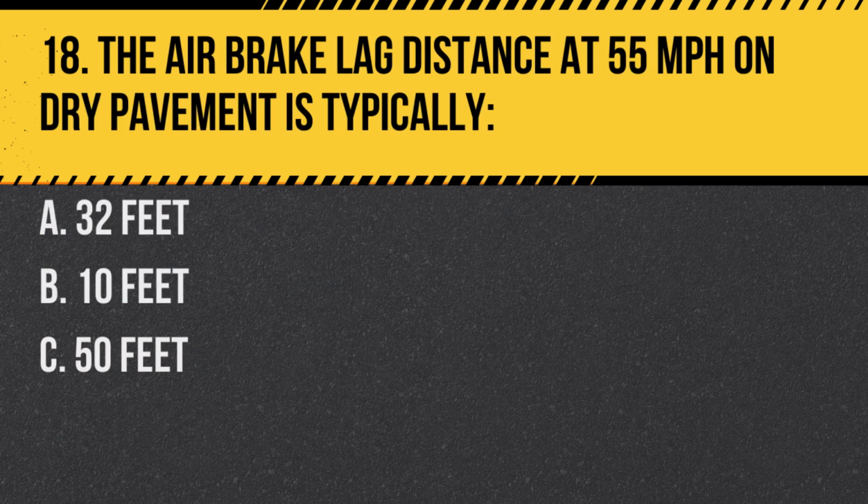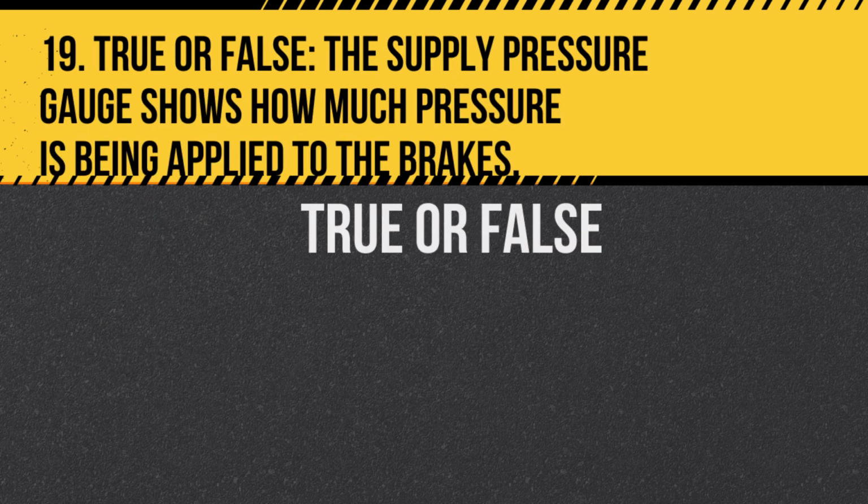Question 18. The air brake lag distance at 55 miles per hour on dry pavement is typically: A. 32 feet. B. 10 feet. C. 50 feet. Answer: A. 32 feet. This is the average distance a vehicle will travel before the brakes start to take effect after being applied.